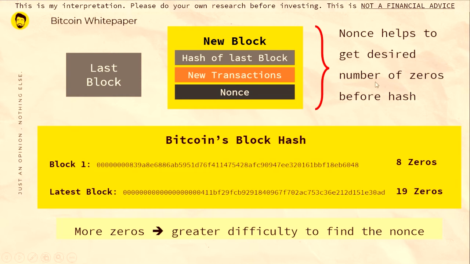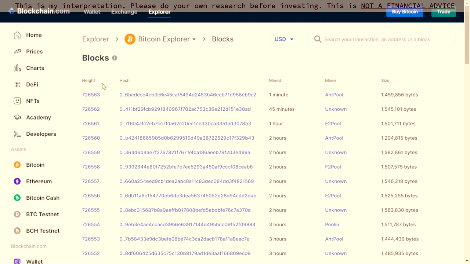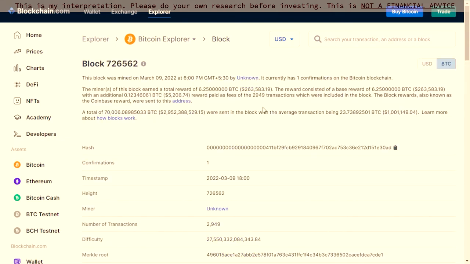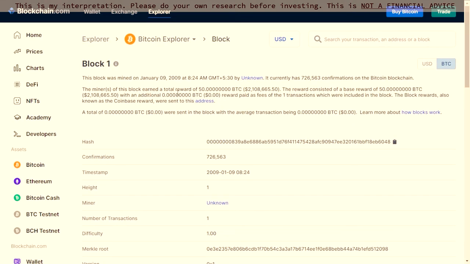This is an example of block number one in the entire Bitcoin blockchain. I just went on this blockchain explorer website, and the current latest block number is 726,563. I just looked for the first block, and the first block is this one, which occurred on January 9, 2009 at 8:24 a.m. GMT by unknown.